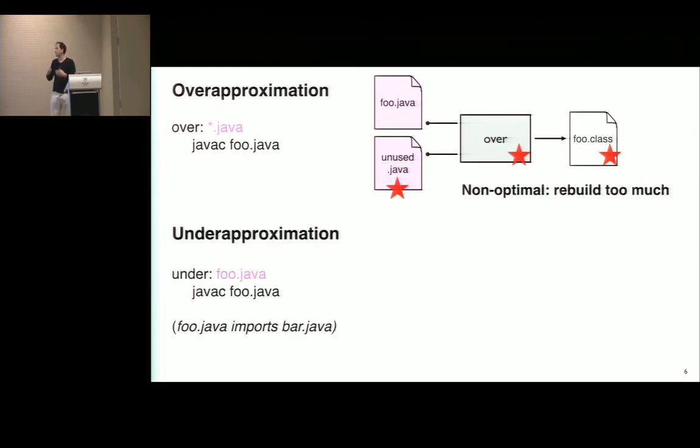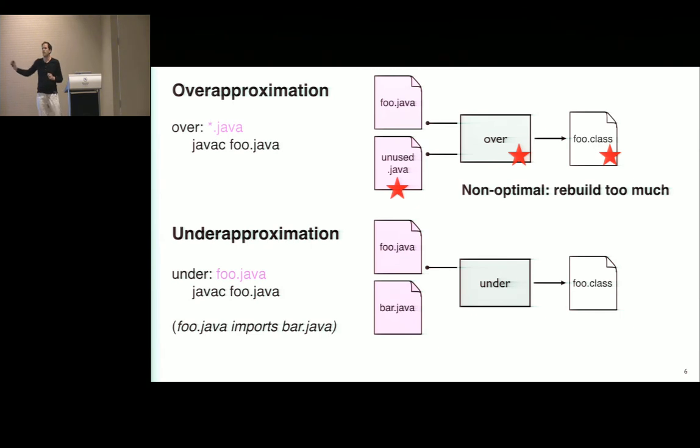What's even worse is if you have under-approximation. Here I assume that foo.java imports bar.java, but we only invoke the compiler on foo.java, and the build script only says I depend on foo.java. So it looks like that. There is this bar.java file, but there's no requirements arrow. So if bar.java changes, we're not going to re-execute the builder, even though foo.class would change. So this is unsound.